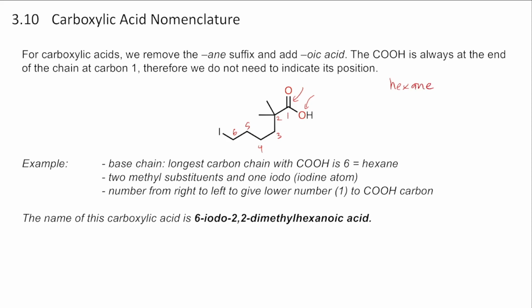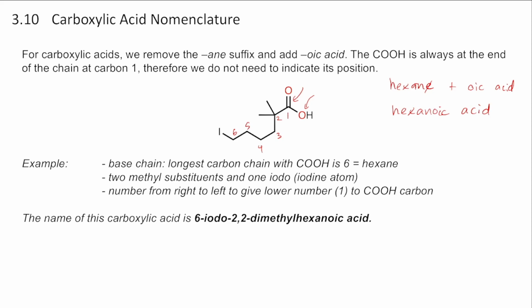The way we name a carboxylic acid is we drop the E and we add oic acid. So hexane becomes hexanoic acid, with a space between oic and acid.